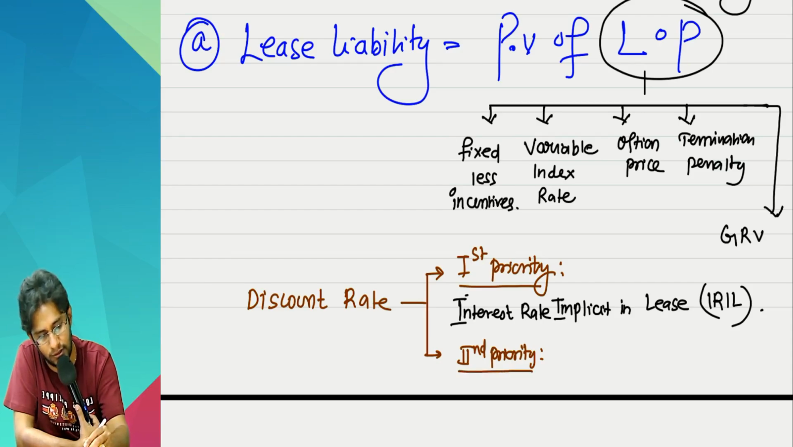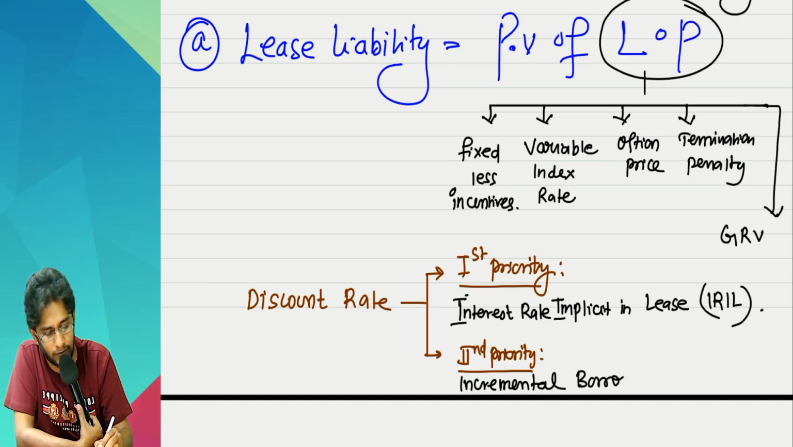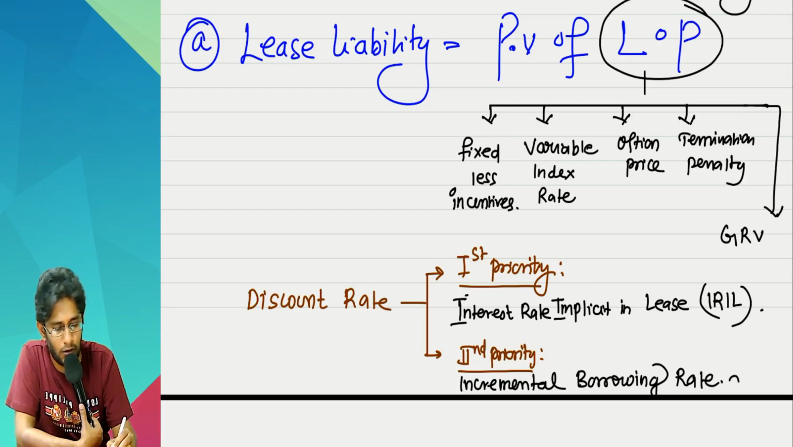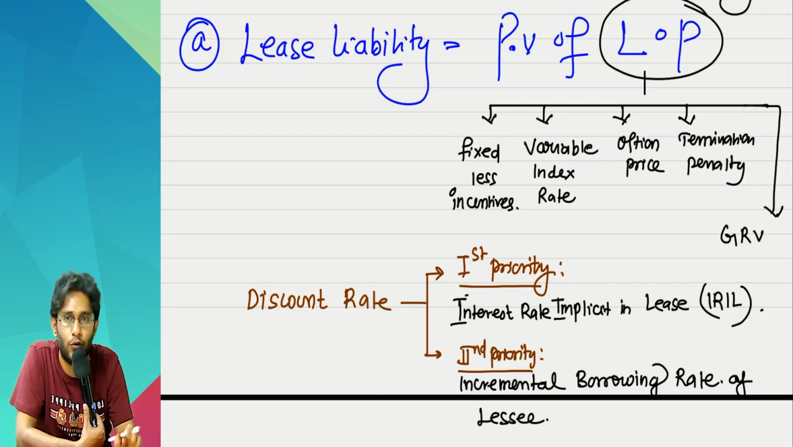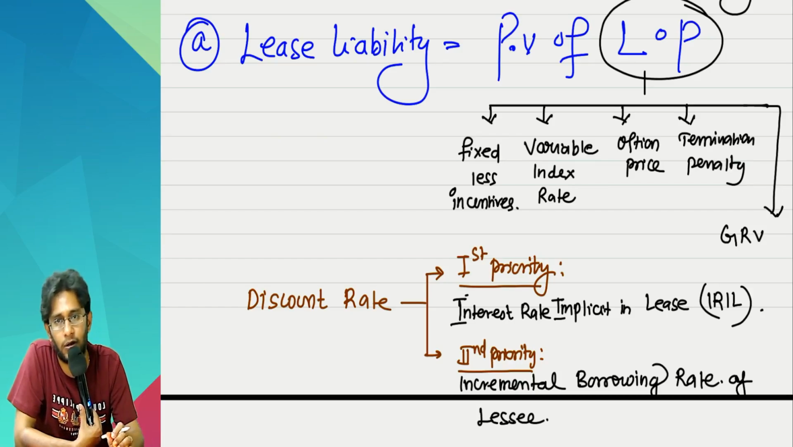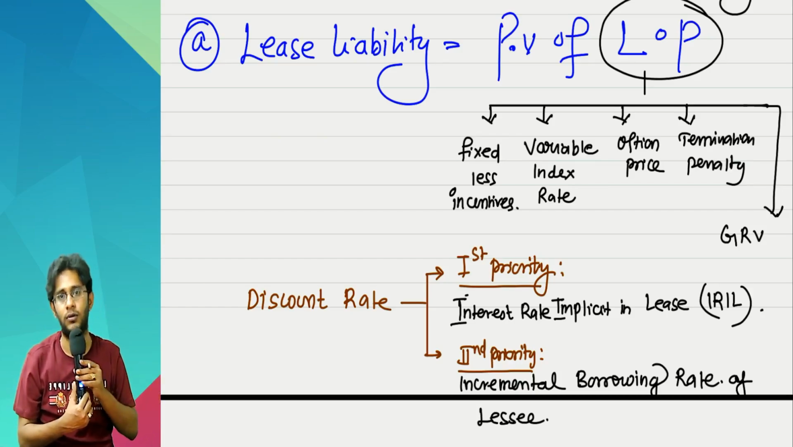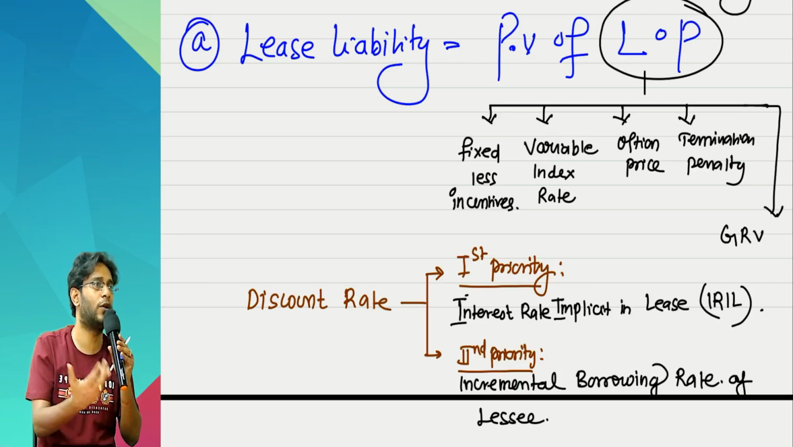Second priority is this one, which you will definitely know. This is called the incremental borrowing rate of the lessee, of course. What is the meaning of incremental borrowing rate? If you go to the market and try to raise money today, how much interest rate will the bank charge you? That's the incremental borrowing rate. The second one is always in our control. All I have to do is go and ask for a loan from a bank.